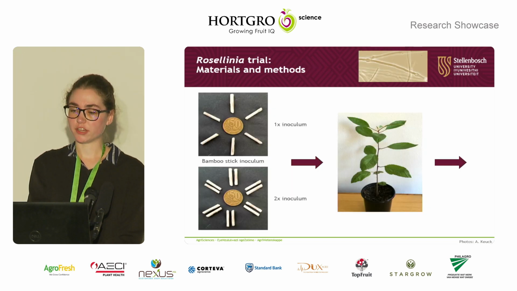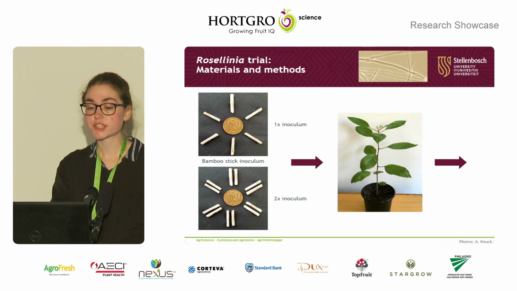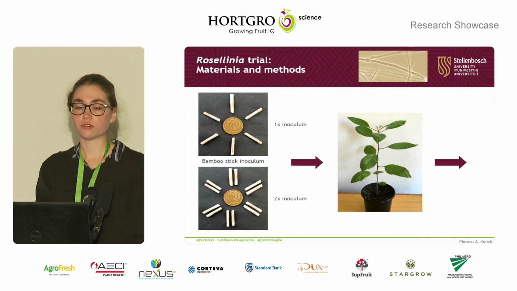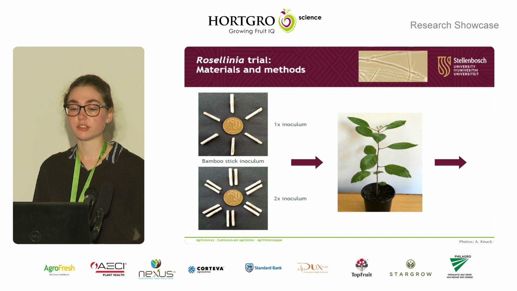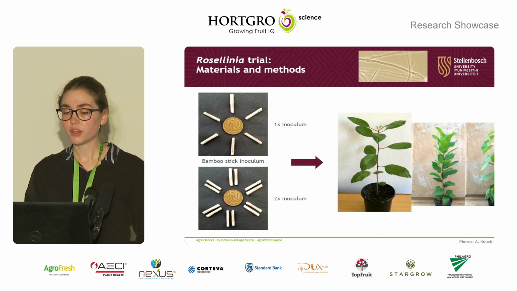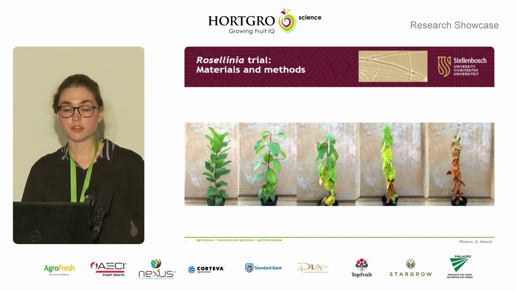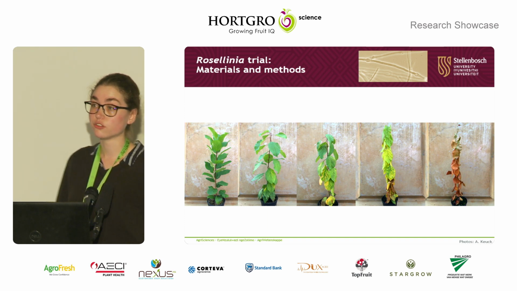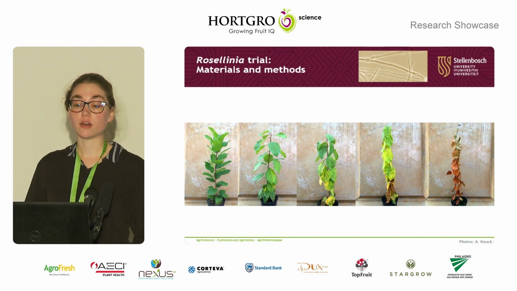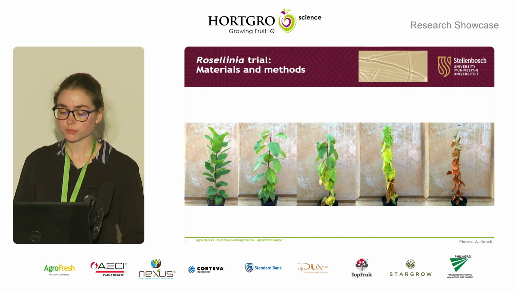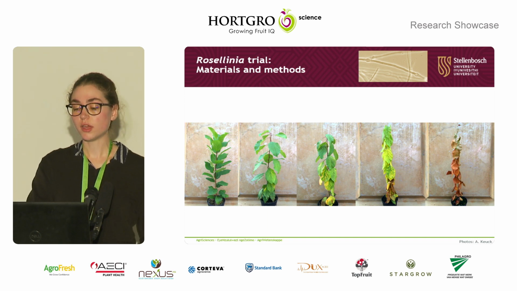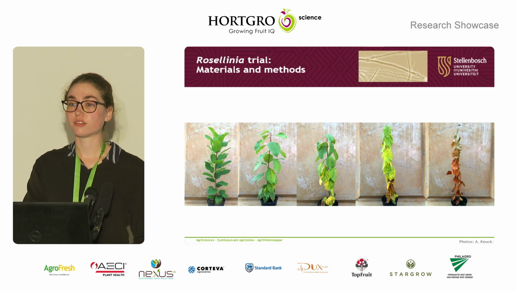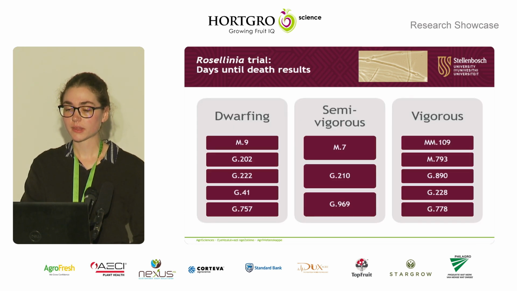Moving on to the Rosellinia trial, we used a bamboo stick inoculum, which involved inserting mycelium-colonized bamboo sticks of 2 different inoculum dosages, either 6 or 12 sticks that were inserted into an individual pot. For the duration of the trial, disease was evaluated using a disease rating scale, ranging from a healthy to a completely dead plant. The days until plant death was used to determine the tolerance of the different rootstocks.